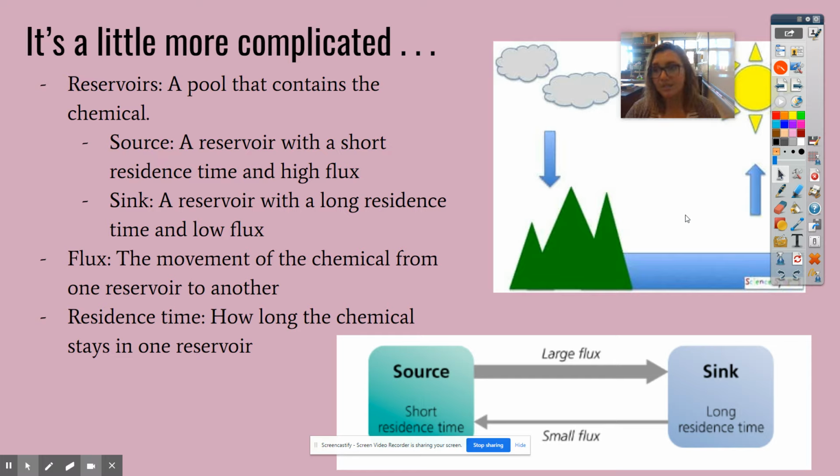And then flux is the arrows. All right, so that's the movement of the chemical from one reservoir to another. So every time I exhale, all right, carbon dioxide is going from inside of me into the atmosphere. So there would be a flux arrow going from me to the atmosphere. Residence time is how long a chemical is stored in a reservoir.